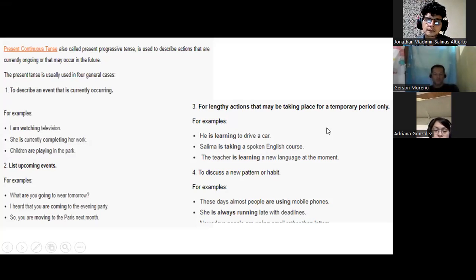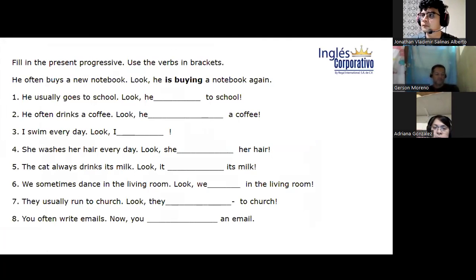These days, almost people are using mobile phones. It's a habit. She's always running late with deadlines. I am always going to the gym, for example, because it's a habit. I am eating healthy food this month because it's a habit. So we can use the present continuous for continuous actions, as we can say. As part of the review, let's continue with the next slide.